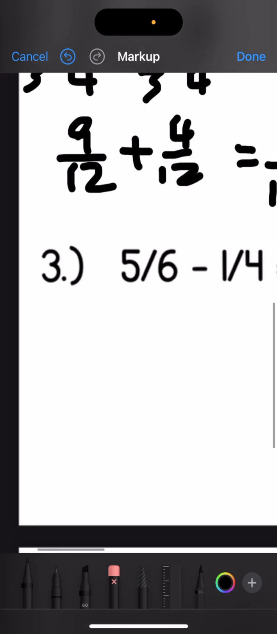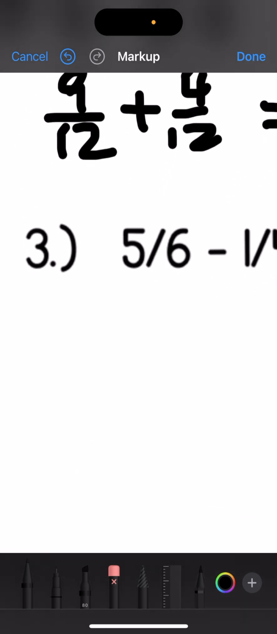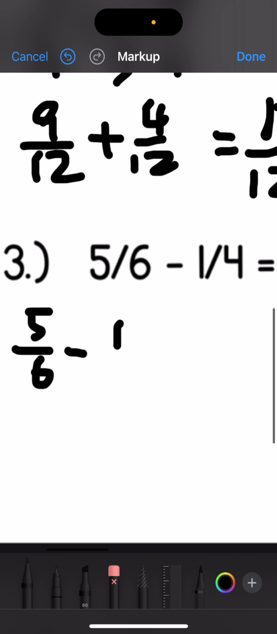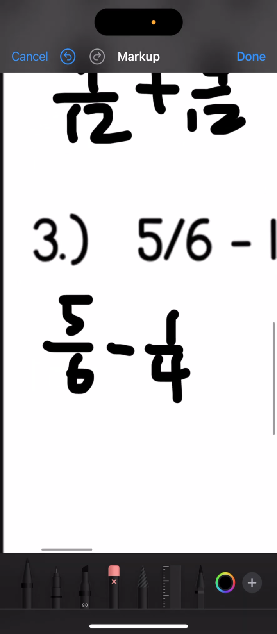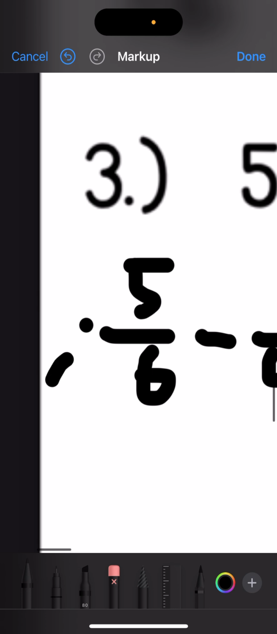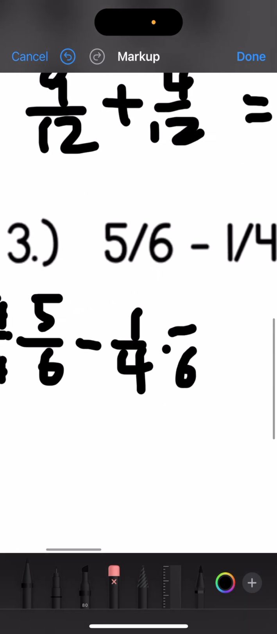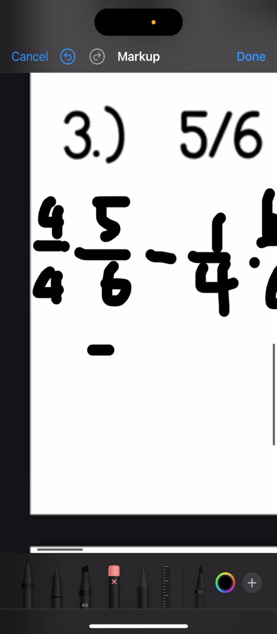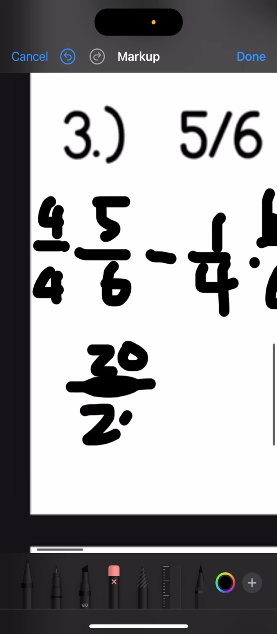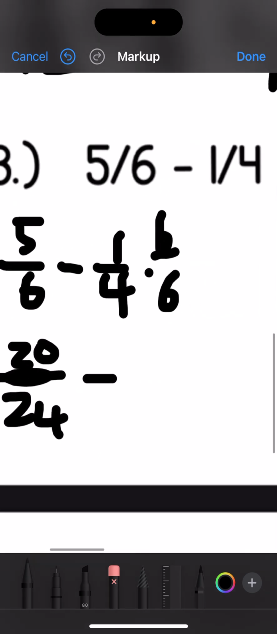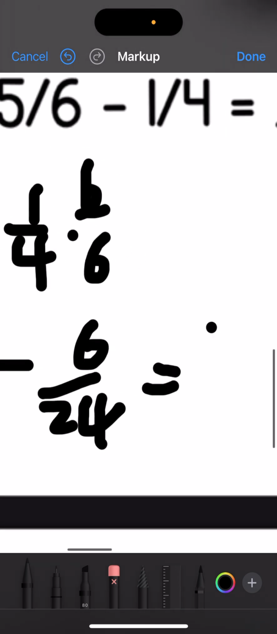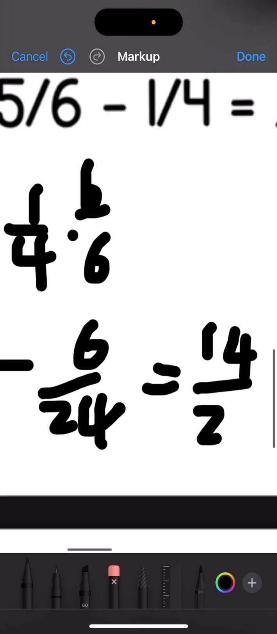Number 3, we're going to use the same mechanics. 5 over 6 minus 1 over 4. We're going to multiply by the other one. And we will get 20 over 24 minus 6 over 24. And that will give us 14 over 24.